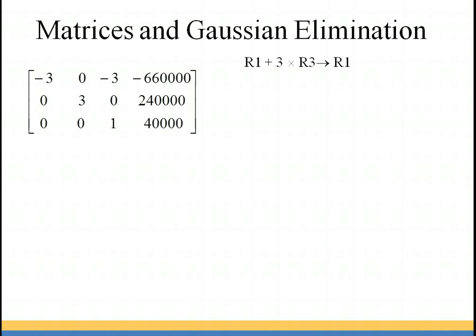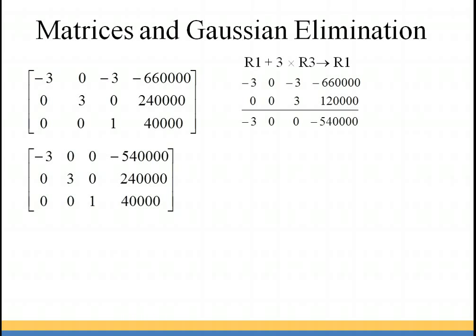So we're going to multiply row 3 by 3 and add it to row 1. So repeating row 1 and multiplying row 3 by 3, and then adding them together, we get negative 3, 0, 0, negative 540,000. So now we have only numbers on a diagonal, which is good, but we want those numbers to be ones.